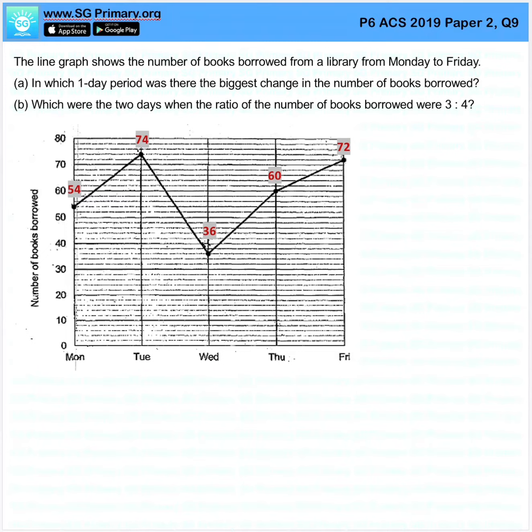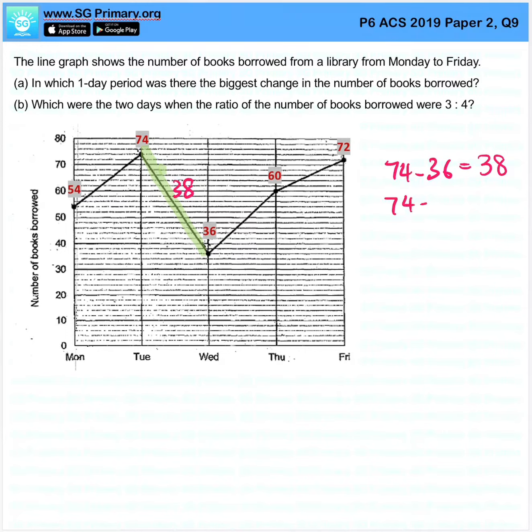A. In which one-day period was there the biggest change in the number of books borrowed? So let's take a look at this. The biggest change. This is one of the longest line. So let's check. 74 minus 36 is 38. Right? In between here is 38.